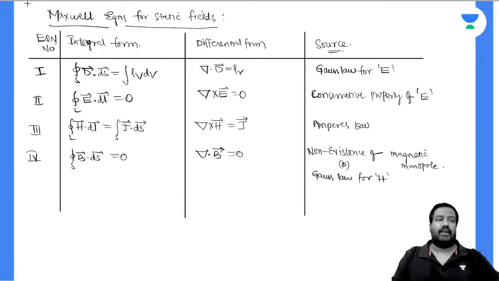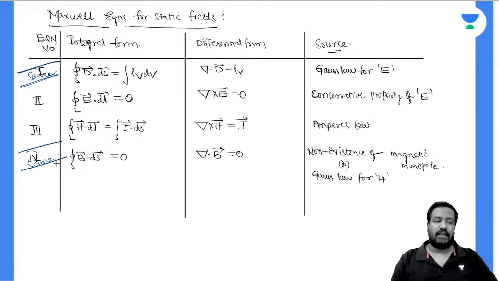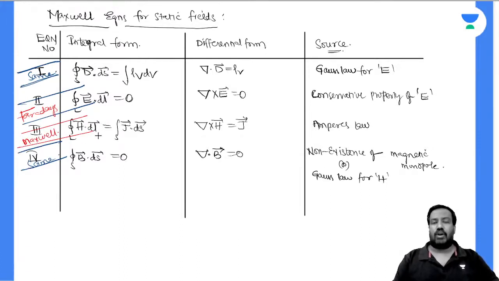Then, in time varying fields, we have also derived Maxwell equations. In time varying fields, the first and fourth equations will remain the same, while the second and third change. The second equation we vary using Faraday's law. And equation 3 we vary with the concept called Maxwell contribution, also called inconsistency of Ampere's law.